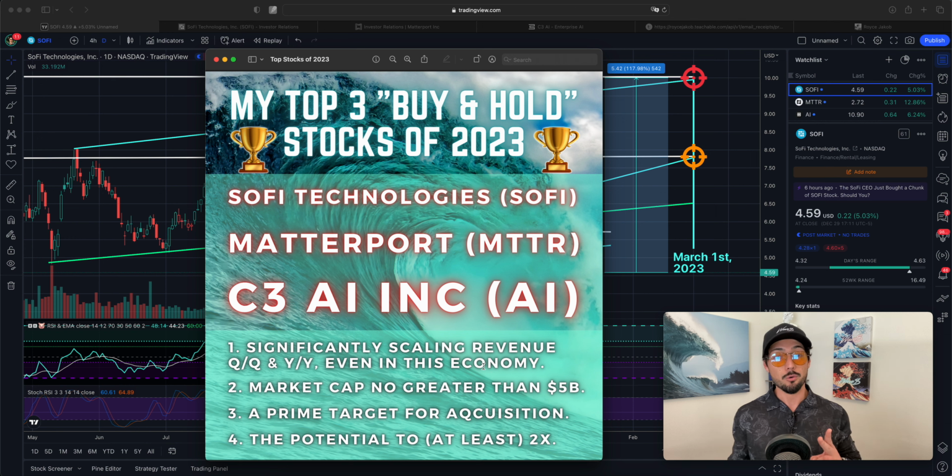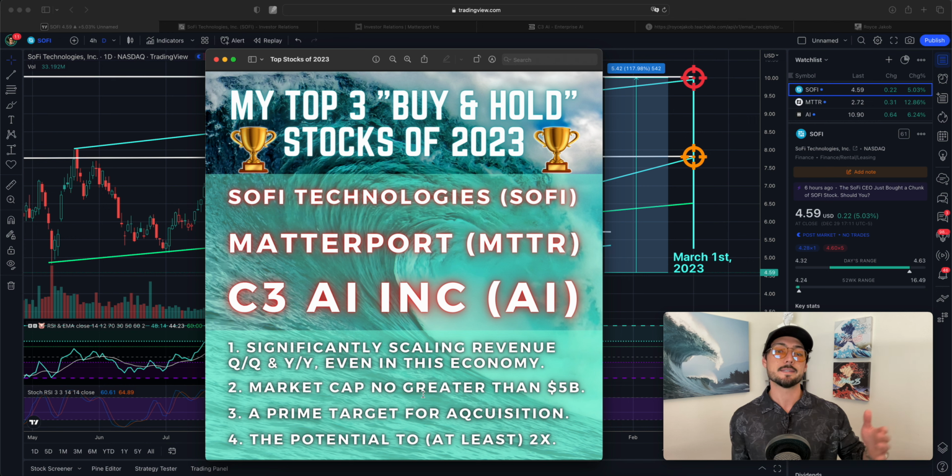Two, market cap no greater than $5 billion. The reason for this, and I've said this many times on the channel in the past, is the smaller the market cap, the less capital inflow it takes to the stock in order to appreciate the individual share price. And this feeds into number three as well. Number three being, they are a prime target for acquisition by a bigger company.